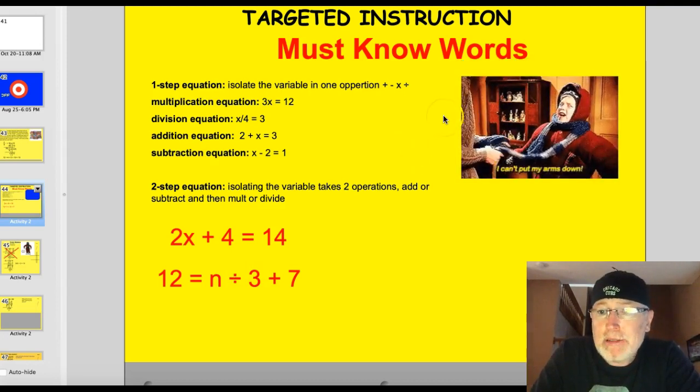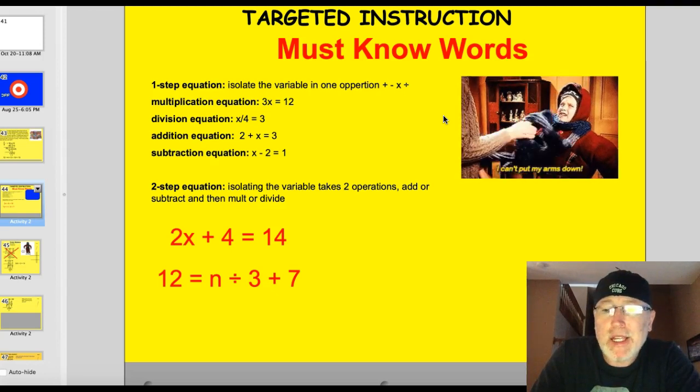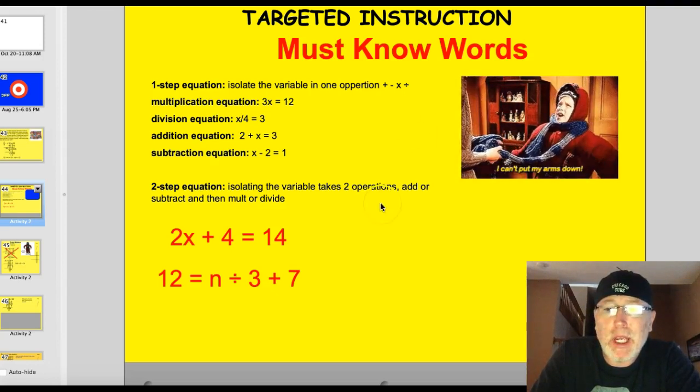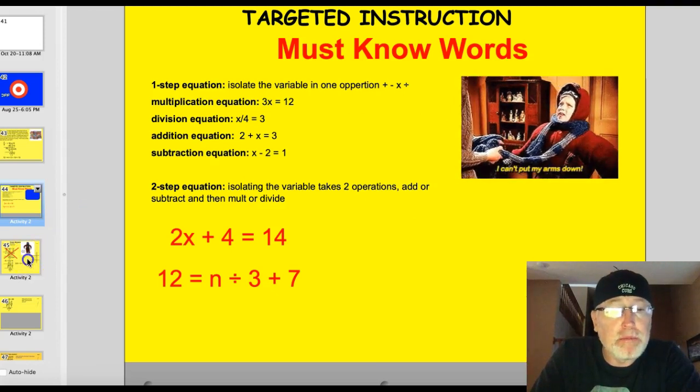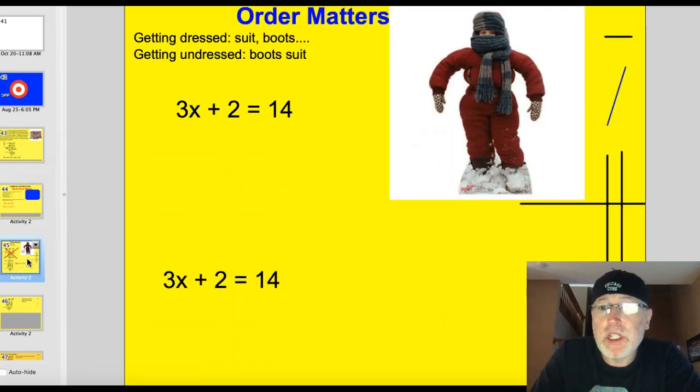So, what does this picture here have to do with anything? I can't put my arms down. Yeah, it's from A Christmas Story. They run it all day on Christmas. What does it have to do with anything? It might be random. But wait, he appears on this page too. Order matters. That's the point of the picture.